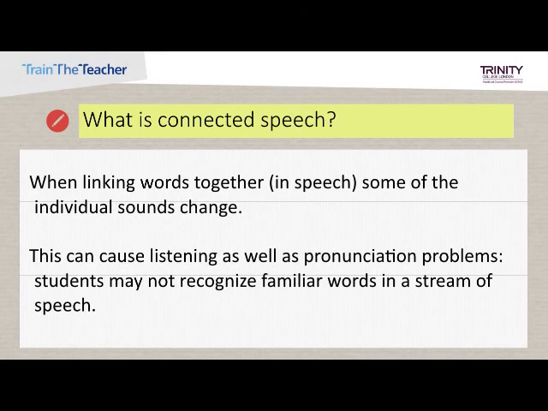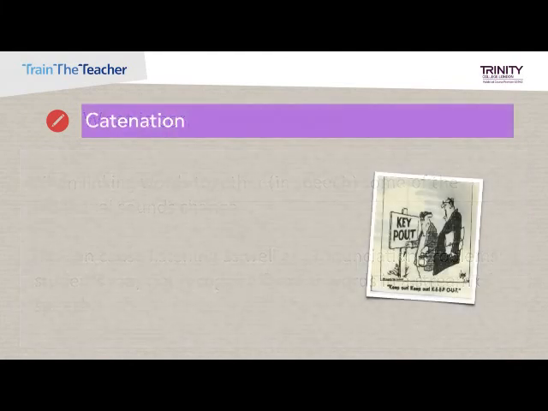While it's a good goal for students to produce connected speech, they should also try to understand it, and so we as teachers need to be aware of the possible pitfalls students may face in terms of comprehension. Catenation.